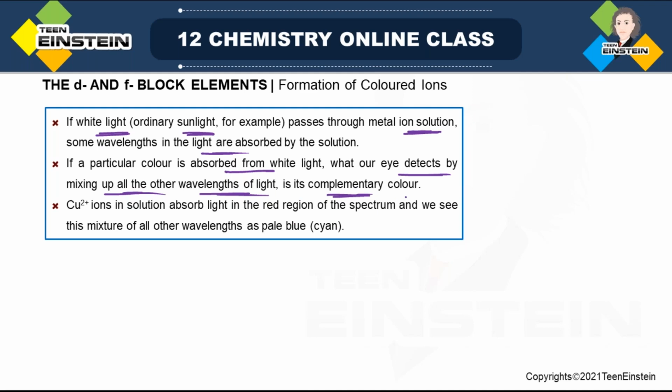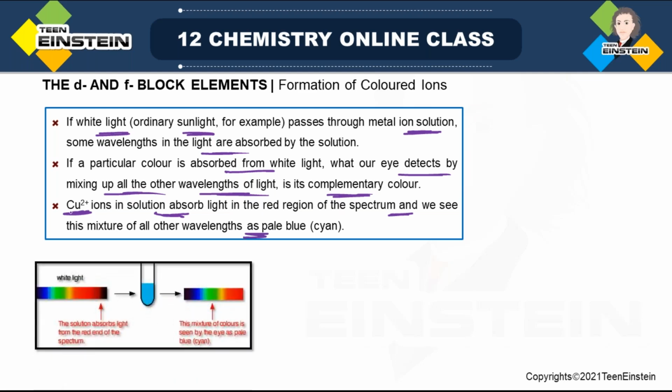Fine. So the copper 2+ ion absorbs light in the red region of the spectrum, and we see the mixture of all the other wavelengths as pale blue. In the previous example the yellow zone was absorbed, but another example we have seen is copper 2+. In solution it will absorb light in the red region. Now if it is absorbing only the red region, then except red, the rest of the colors will be mixed, and it will give you the color cyan. Cyan is light blue.